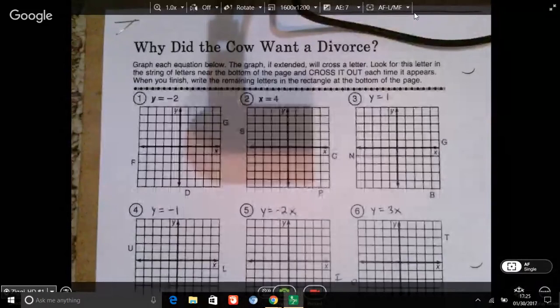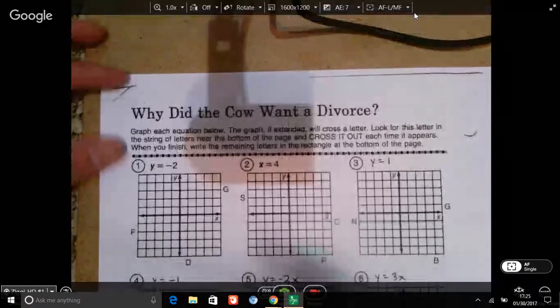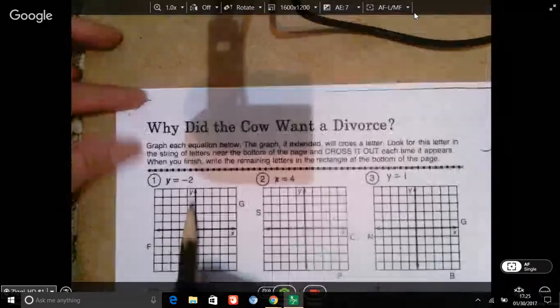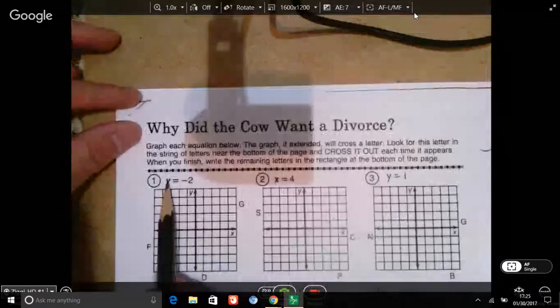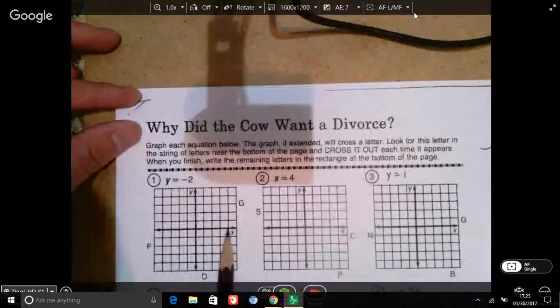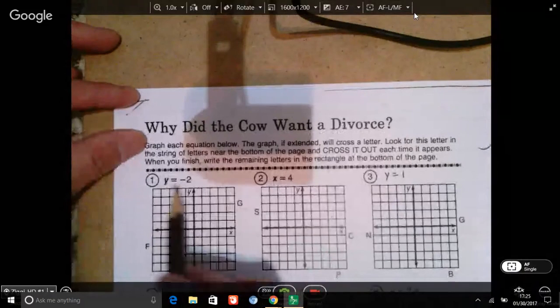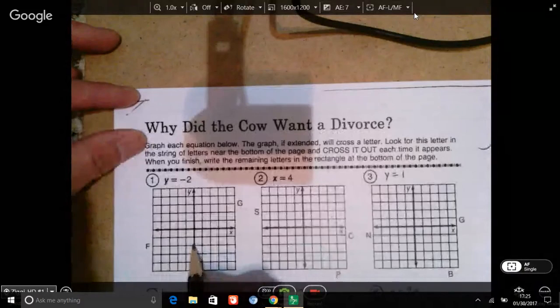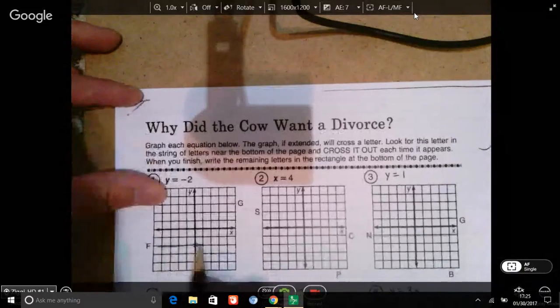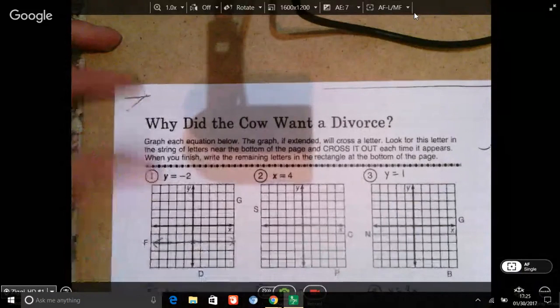So the first one, y equals -2. To graph this, I want you to realize that there is only a y in the equation. There is no x. So this line never touches the x-axis. It's going to be parallel to the x-axis. It's going to hit the y at -2, and it's going to be parallel to the x-axis. So that line looks like that. Goes through F.